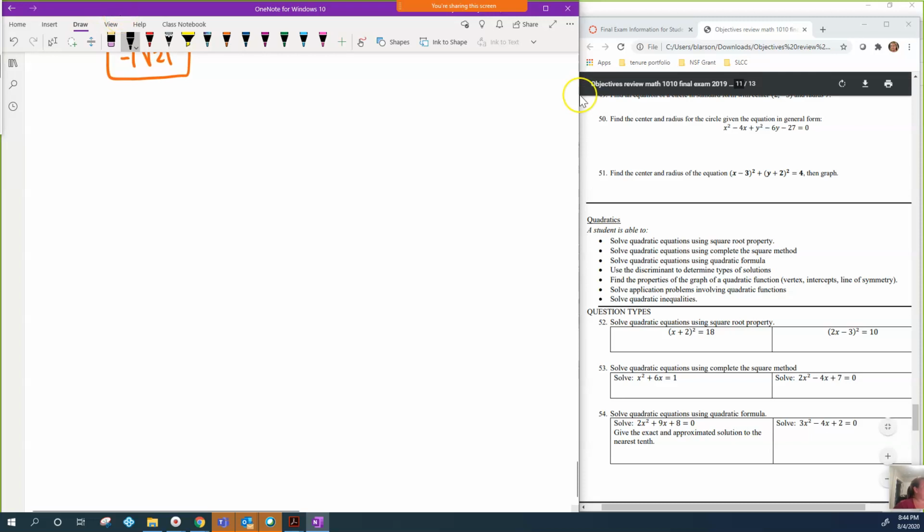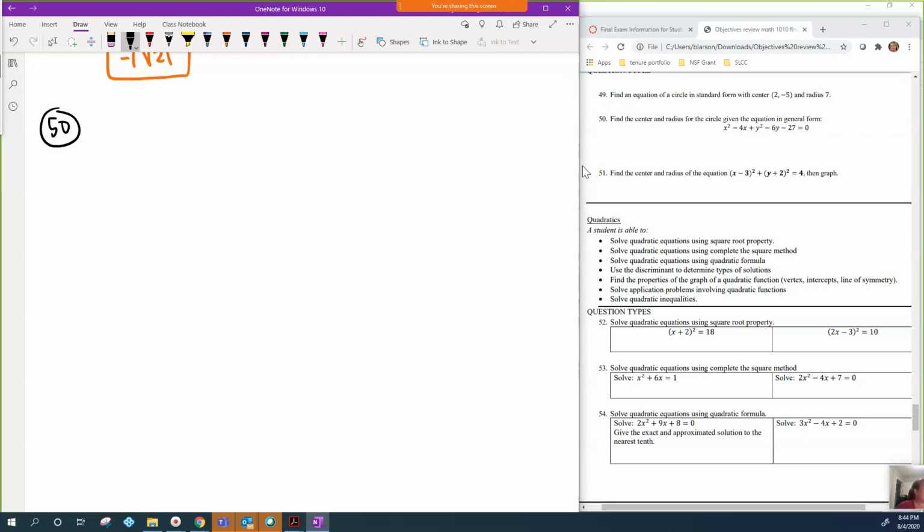Okay, so let's do one. Let's do 50 here. It gives us something in general form, and we want to change that so that it is in standard form. So let me write this down really quick here.